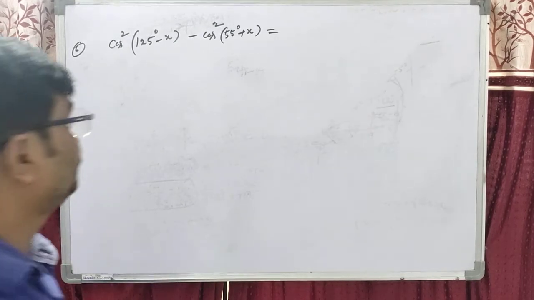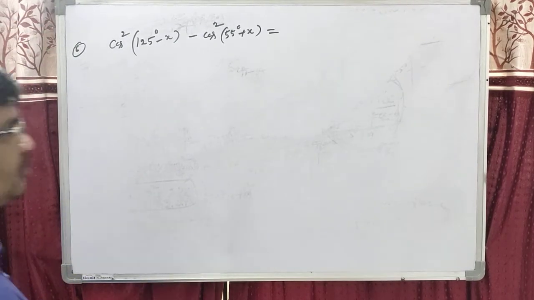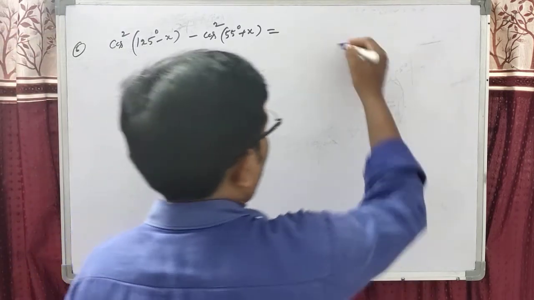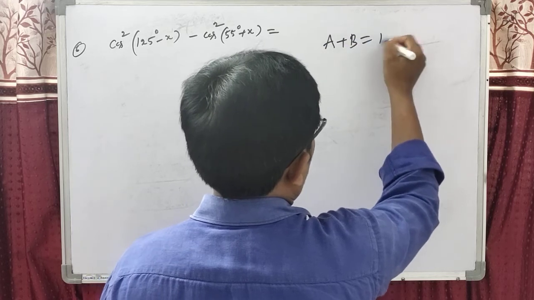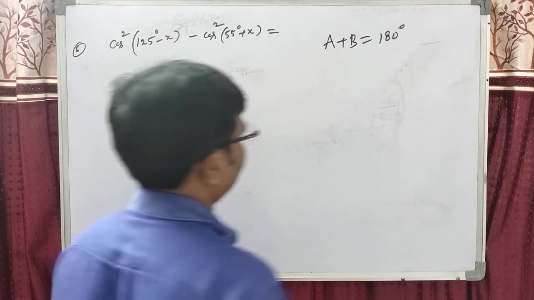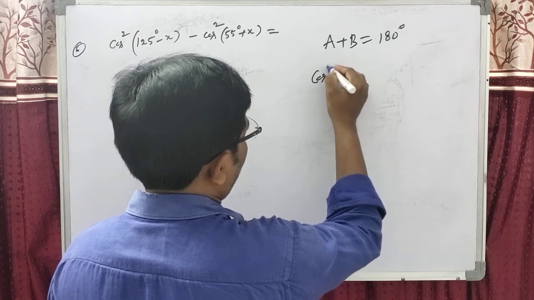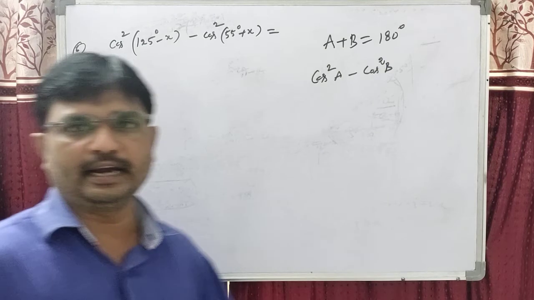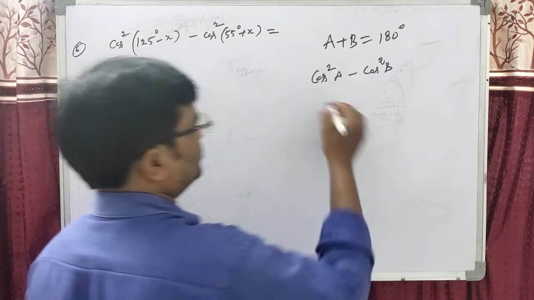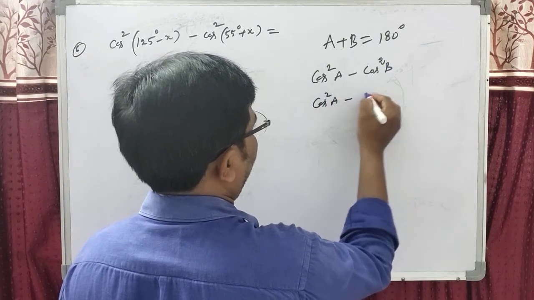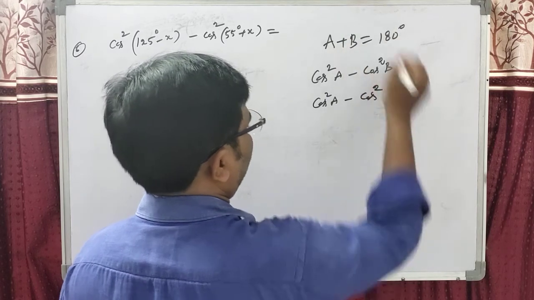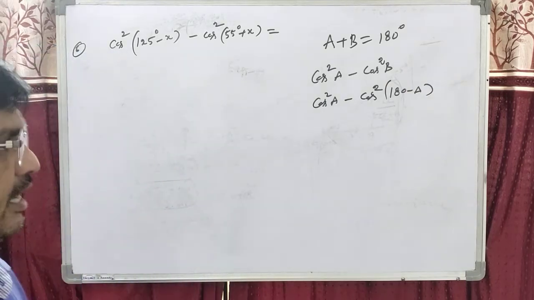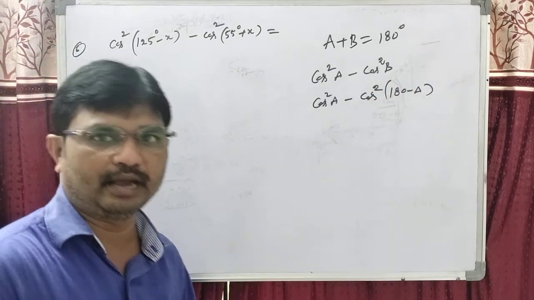Right now, students, how do we find this one? Just now I explained, if the sum of the angles is 180 degrees. Dear students, if A plus B is 180 degrees, how do we find cos square A minus cos square B? The B is nothing but 180 minus A. What, students? B is nothing but 180 minus A.